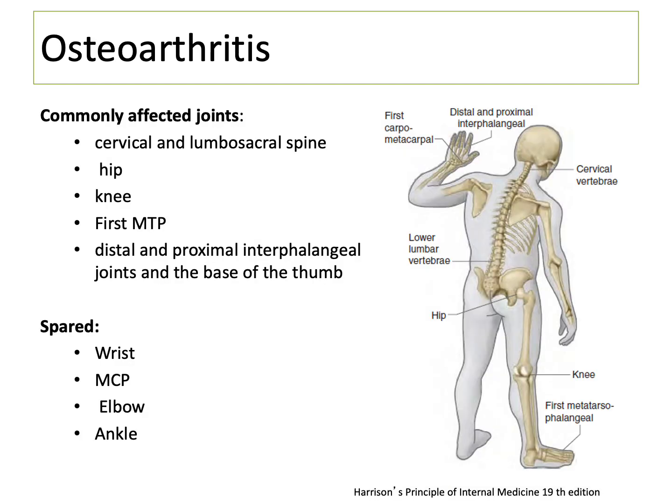So these are the commonly affected joints in patients with osteoarthritis. If you take a look at the picture, we have involvement of the cervical and lumbosacral spine, which we call spondylosis. We have hip involvement, knee, the first MTP. On the hands, we have the distal or DIP joints and base of the thumb. And usually, the wrist, the MCP, the elbow, and the ankles are spared. So they are not usually involved in osteoarthritis.